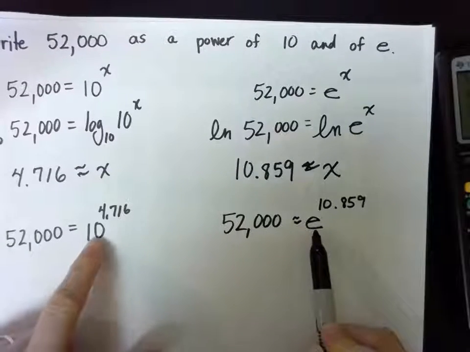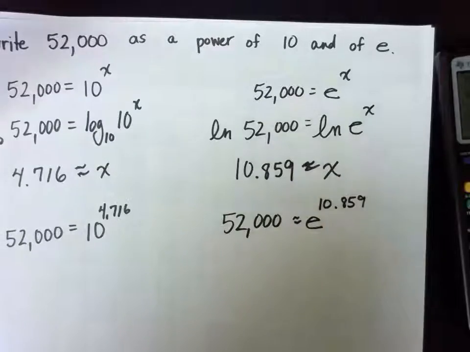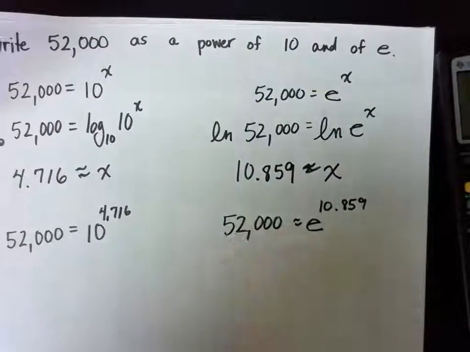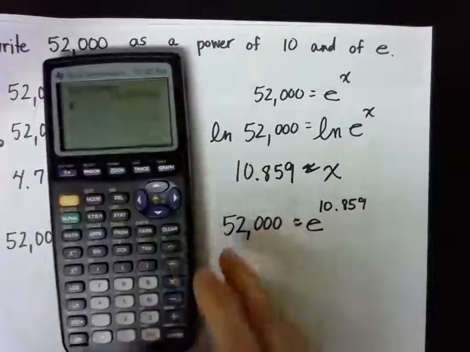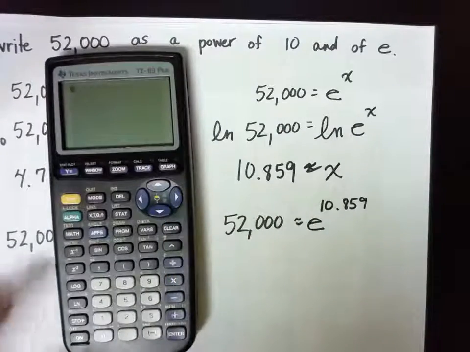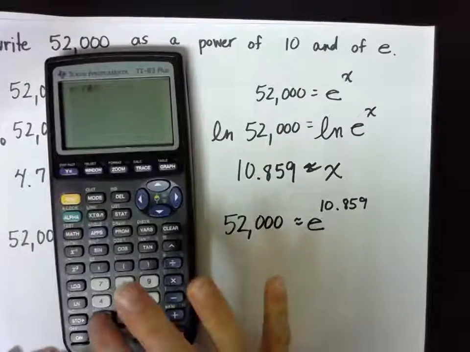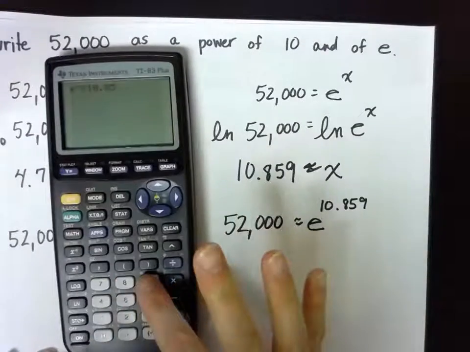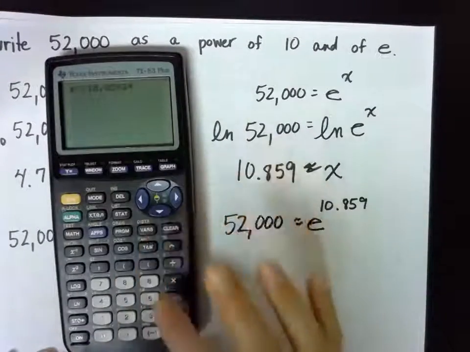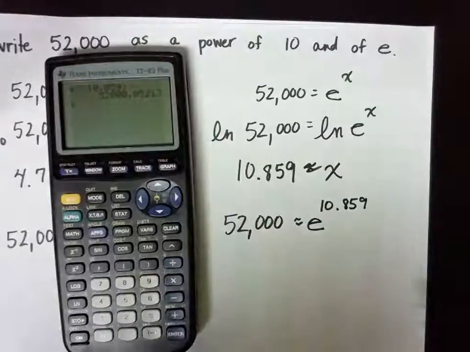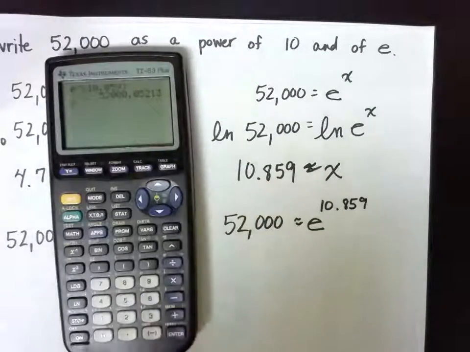And it makes sense that this exponent would be a lot larger than the one for base 10, because e is only 2.71828. So it's a lot smaller than 10, so we'd have to multiply it by itself more times to get that large number. And if we wanted to check that, use that second function, that's e to some power, and let's put in our 10.859. And we get something very, very close to 52,000.